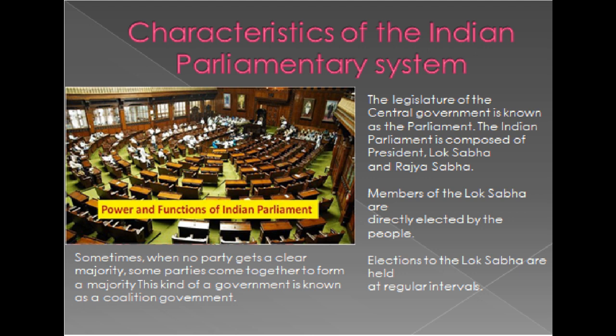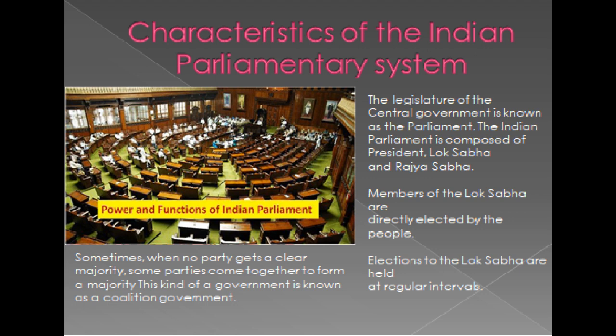The legislature, the one that makes law, remember, the legislature of the central government is known as the parliament. You have a central government and state governments. We have one CM here in Maharashtra. There is a CM in Goa. There will be a CM in Uttar Pradesh. So you have different states. I am talking about the central government, the main authority. The legislature of the central government is known as the parliament.